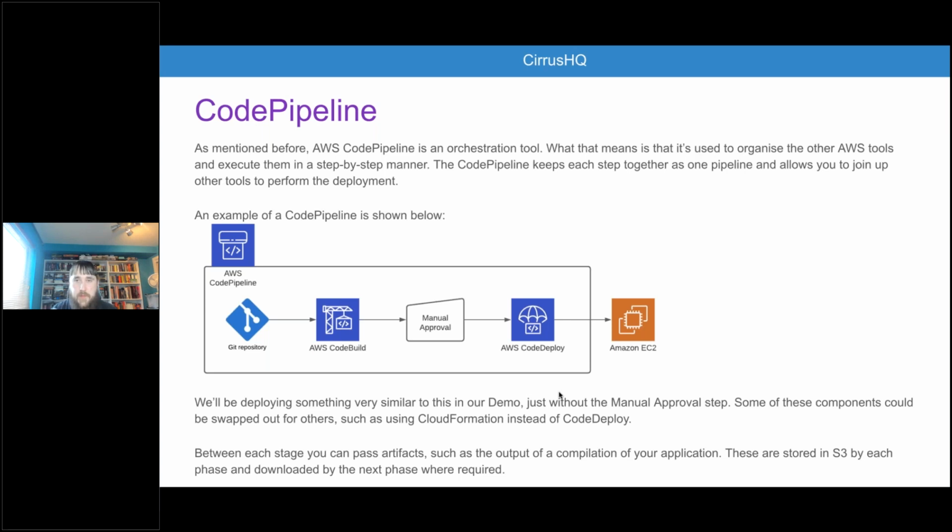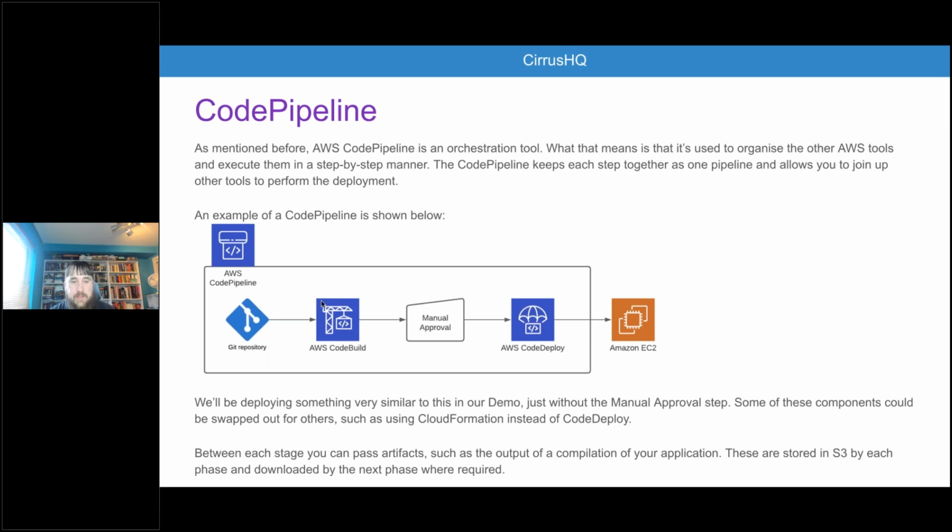Now, within each step, the artifacts themselves are essentially what files you need to move from step to step. So in the Git repository to CodeBuild, that will be the actual code from your repository. Then from CodeBuild to CodeDeploy, the artifacts will be the code that you've packaged up or the files that you need to deploy. And then CodeDeploy will get those artifacts and pass them over to the EC2 instance.